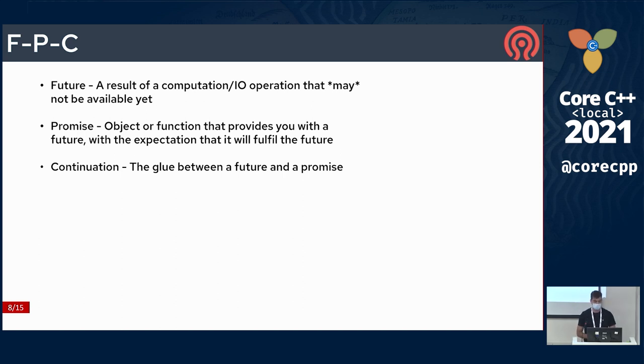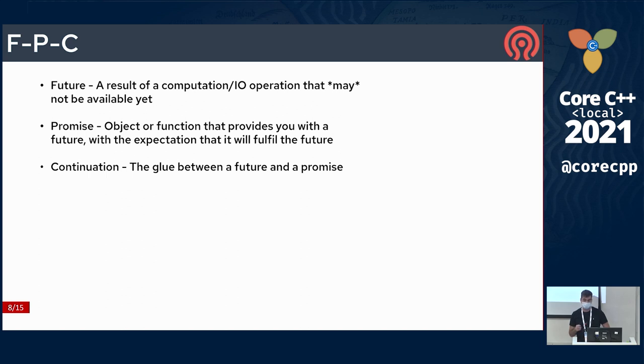Okay, so let's talk a little bit about a future. How many of you are familiar with a future? Okay, good. Then I'll run through it. A future is a result of a computation or an I/O operation that may not be available yet. A promise is an object or a function that provides you with that future, with the expectation that it will fulfill it sometime in the future.